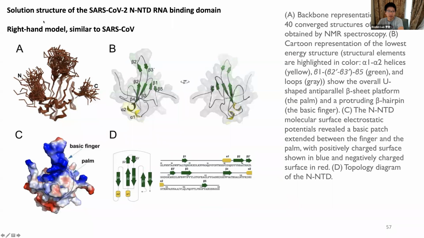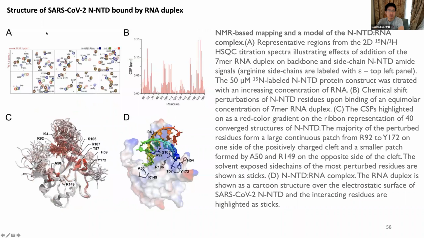Here is the solution structure of the SARS-CoV-2 N-TD RNA binding domain. It's a right-hand model, like you can fit your right hand in this model. Basically, very similar to the one I described in the paper before. There is some biochemistry or force analysis.